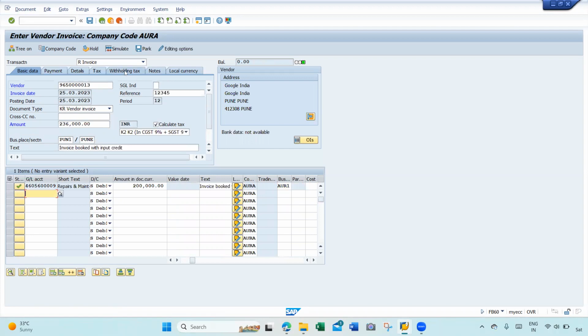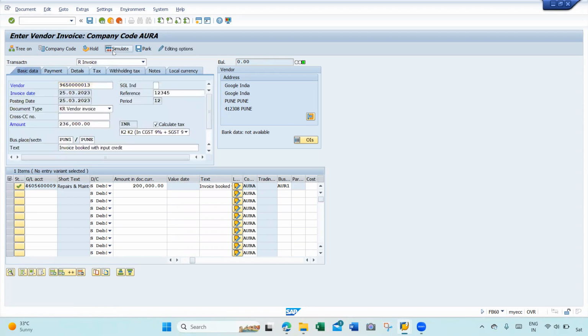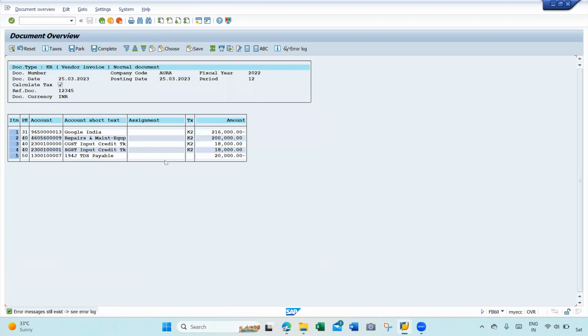Now this vendor has got withholding tax also. Let me take the withholding tax condition. Because it is on the invoice, I have taken it on the invoice part, and let me simulate it. Now you see, Google India is the vendor. It has got the credit of 2,16,000 after deducting 20,000 of TDS under 194J.